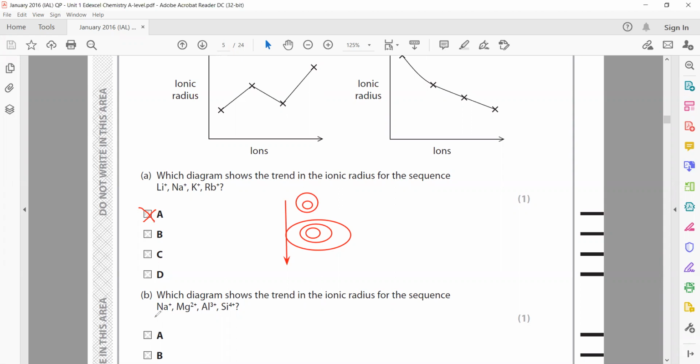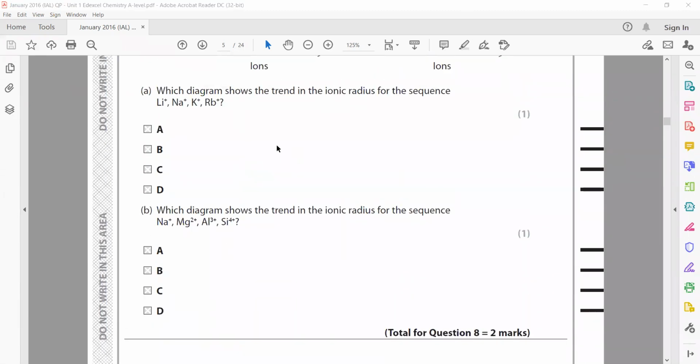And across the period, which diagram? Because sodium, magnesium, aluminum, silicon, this means it is across the period. So across the period, what happened? And you can see sodium plus 1. So when sodium is plus 1, sodium is atomic number 11, so 11 protons and 10 electrons.